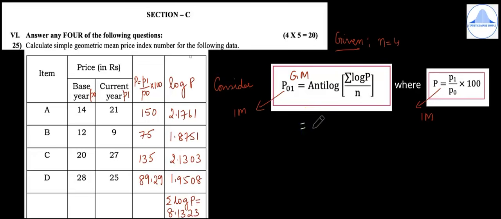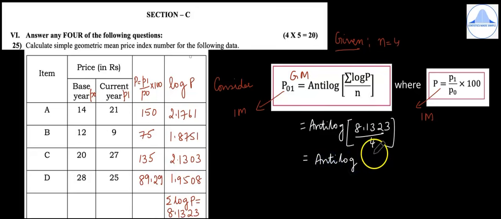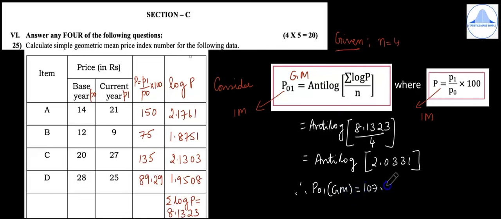Now substitute the totals in the formula. So you will get antilog of 8.1323 divided by 4, which is equal to antilog of 2.0331. And for the final answer, you can just take 2 places after the decimal after rounding off. So it is 107.92.